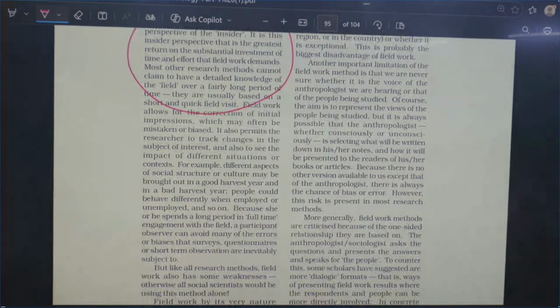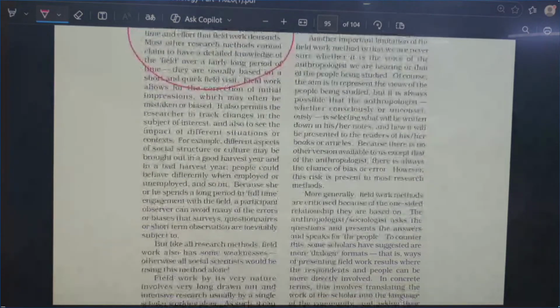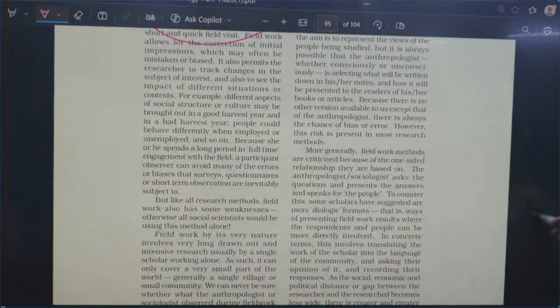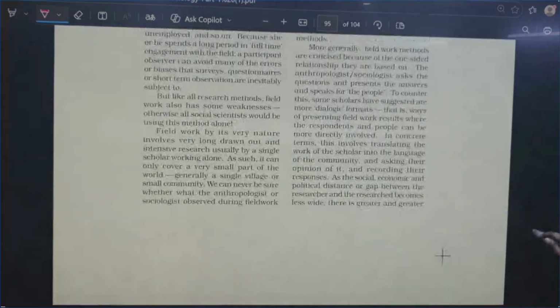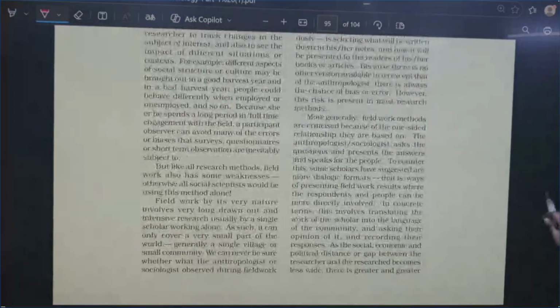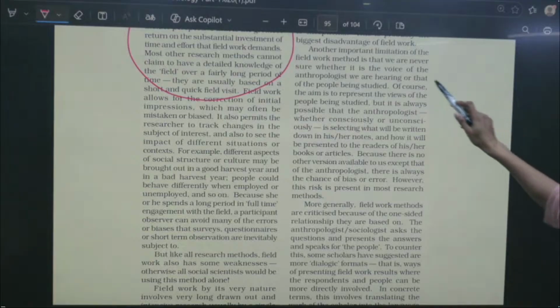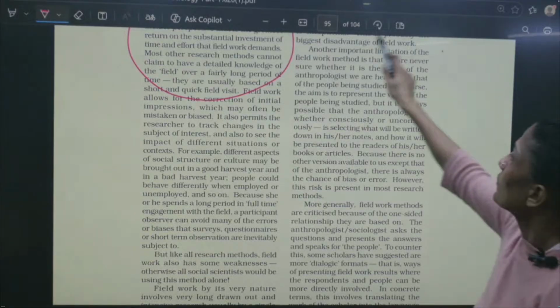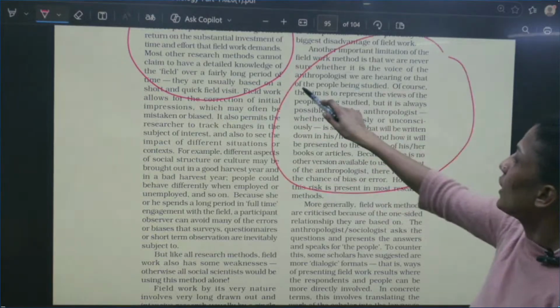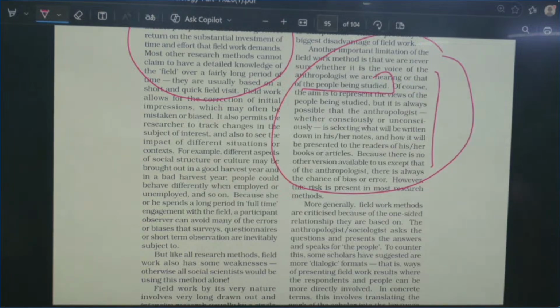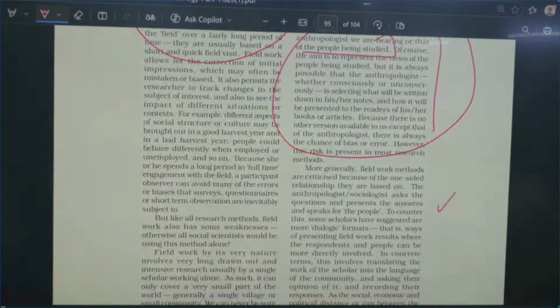It has weakness also. Field work by its very nature involves very long drawn engagement. It is very time taking, and bias also creeps in. Okay, so on all this part you can just talk. So are we only thinking of the anthropologist's view, or is it actually like this? So there is no other version available. So most generally field work methods are criticized.